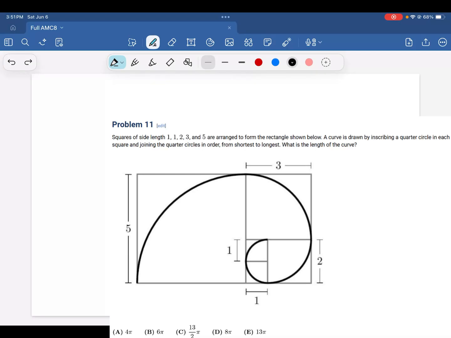Problem 11. Squares of side length 1, 1, 2, 3, and 5 are arranged to form the rectangle below. A curve is drawn by inscribing a quarter circle in each square and joining the quarter circles in order from shortest to longest. What is the length of the curve? So this is just the sum of a bunch of quarter circles of side lengths, in order, 1, 1, 2, 3, and 5.